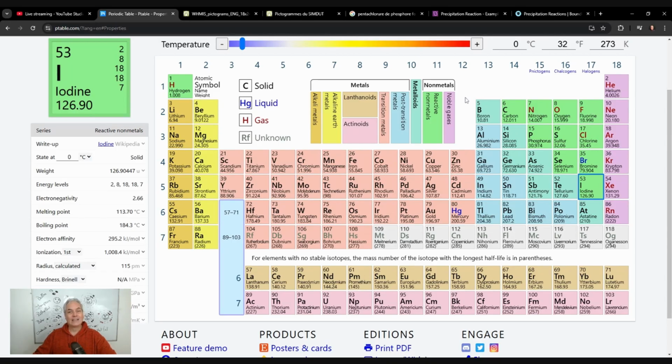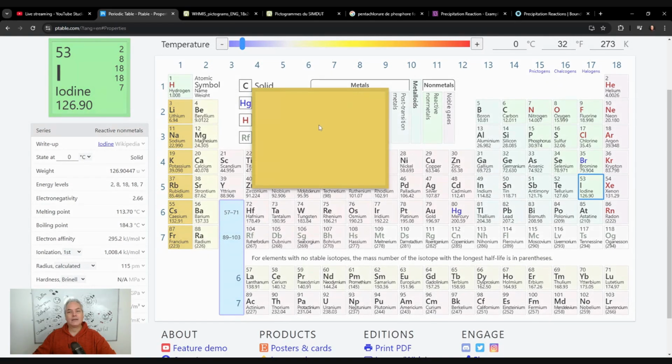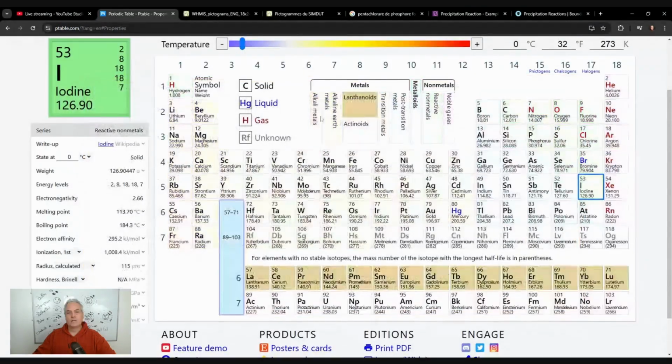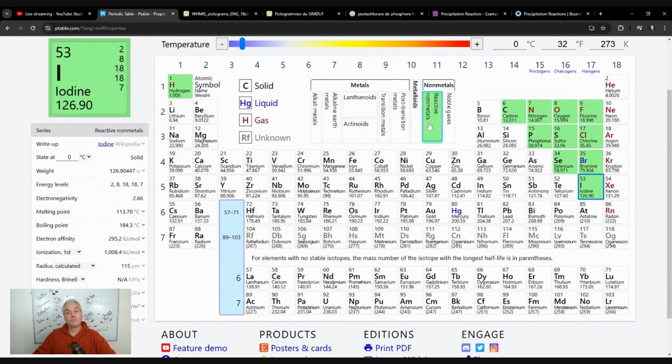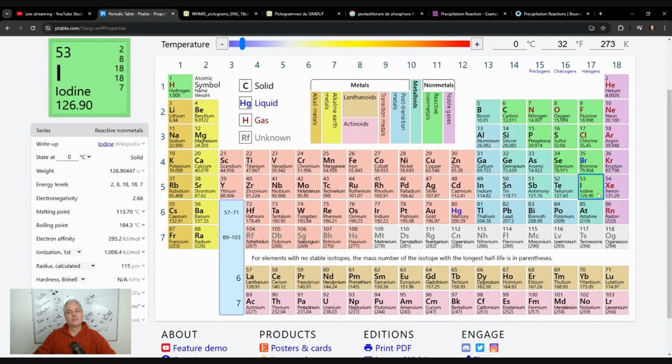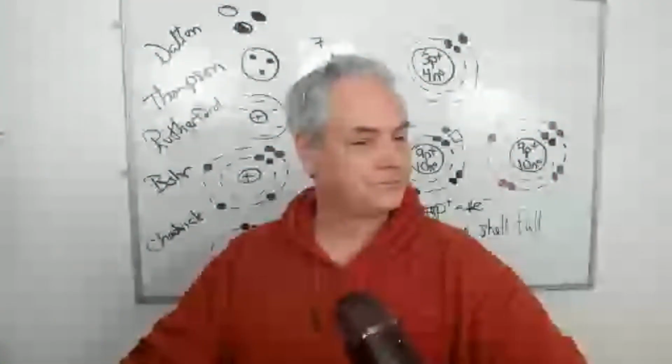So in grade 9, we're looking at the alkali metals, the alkaline earth metals, the nonmetals, and the noble gases. Within the nonmetals, we have the halogens, which are fluorine, chlorine, bromine, and iodine. So these are the characteristics and families that are identified on the periodic table.